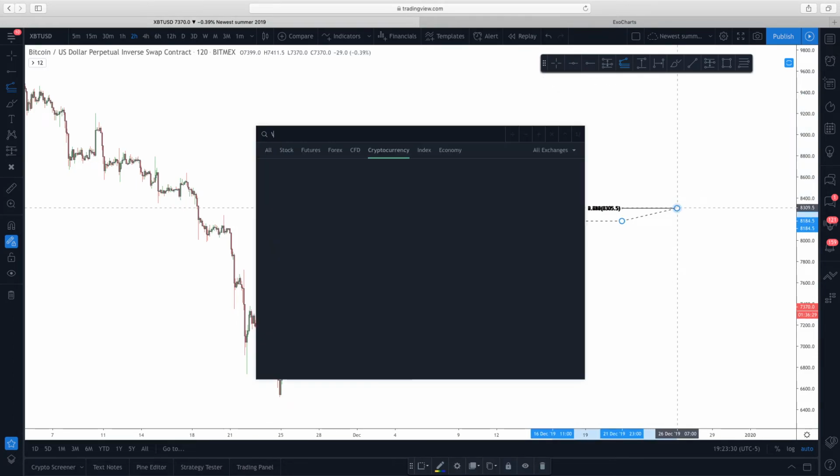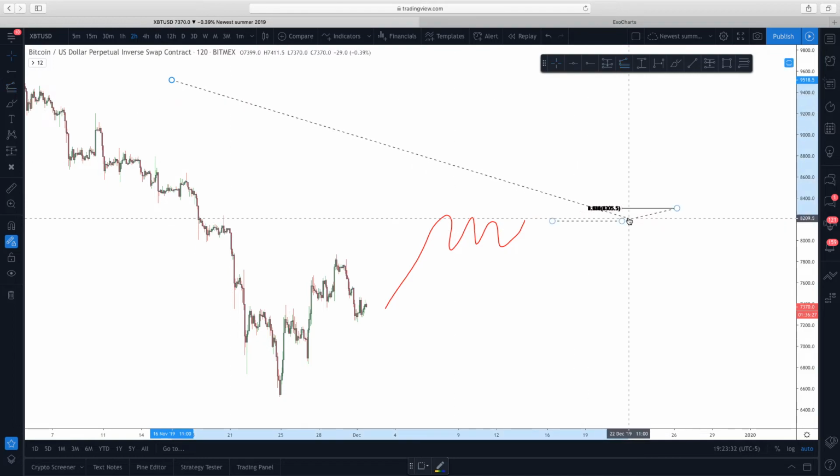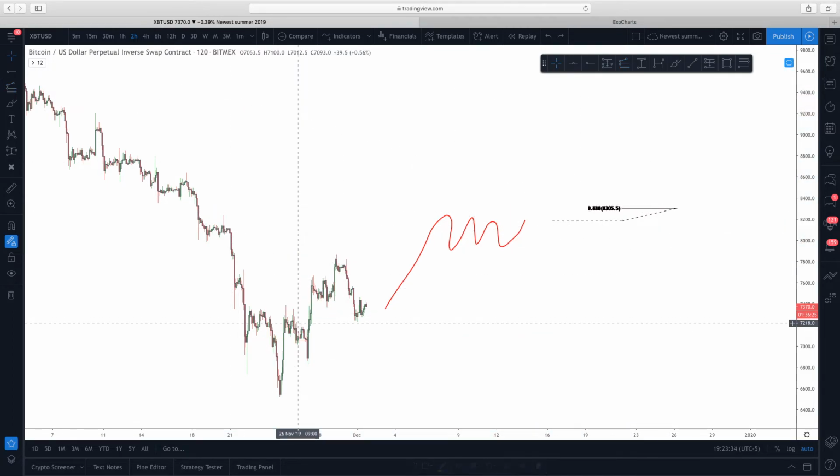That's not what I wanted to use. I'm the most clumsy TradingView user. Oh my God, it's like a spider web caught on me right now.